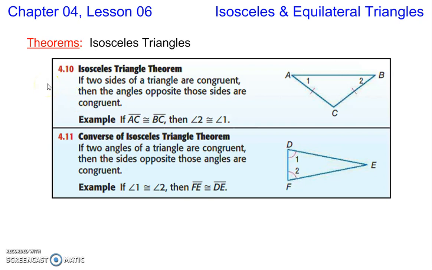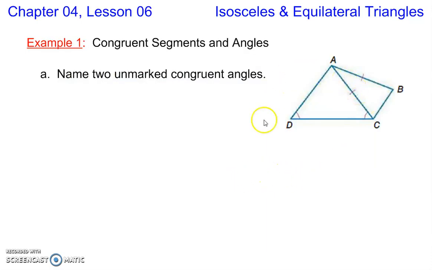So here we have two theorems. The isosceles triangle theorem says if two sides of a triangle are congruent, then the opposite angles, so the angles opposite those congruent sides, are also congruent. Now we can take the converse of that, and that is if the angles are congruent, then the sides opposite those angles are congruent. So, looking at this, name two unmarked congruent angles.